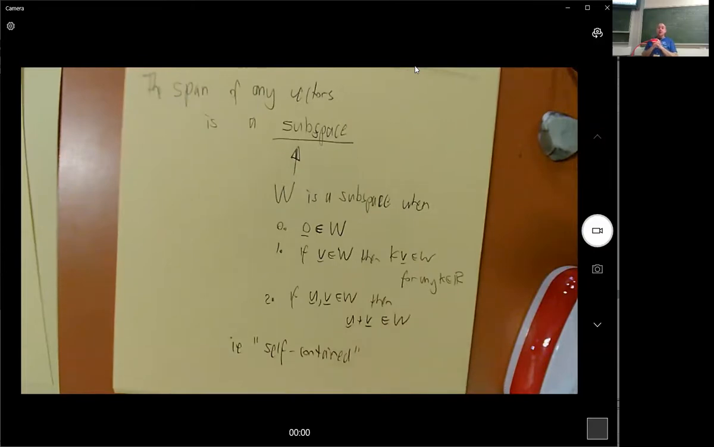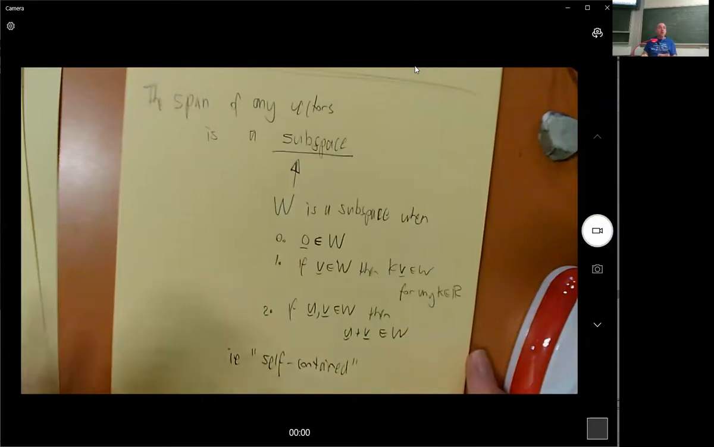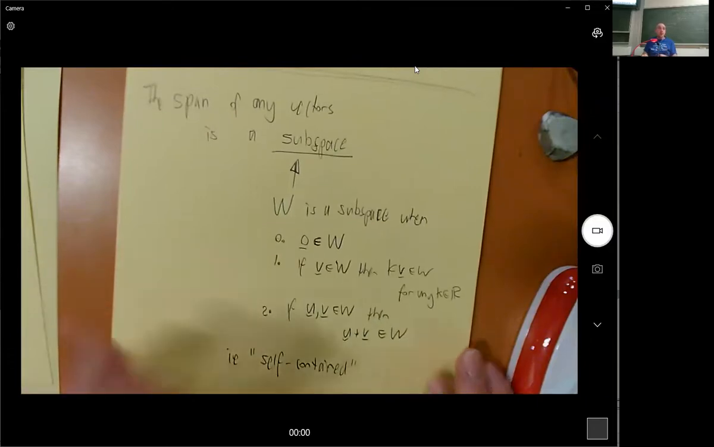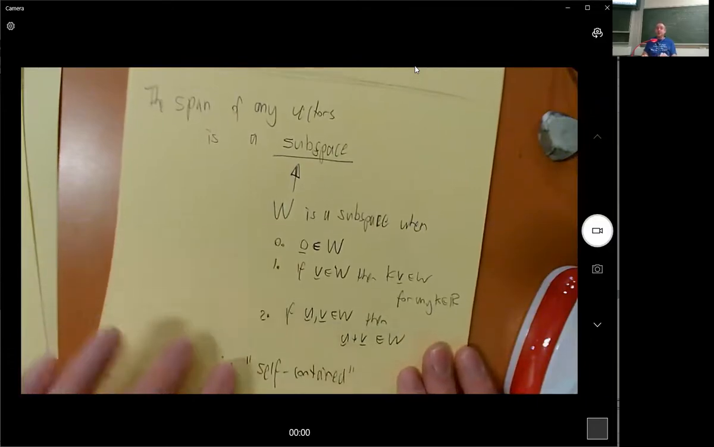And it turns out that when you start thinking about subspaces, all subspaces are the span of something, which is really cool. No matter what weird way you've described your subspace, every subspace can be written as the span of something, even if it's described a different way. The other classic way to make a subspace is to do the solutions of homogeneous linear equations.